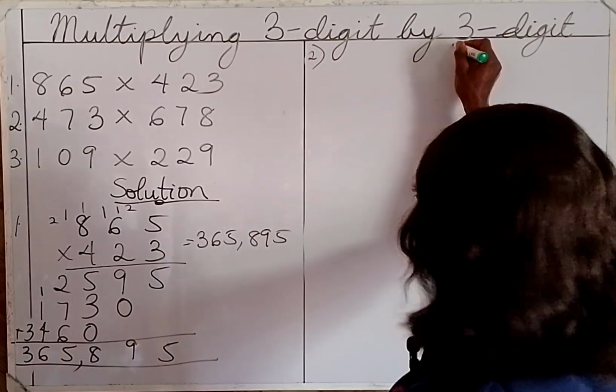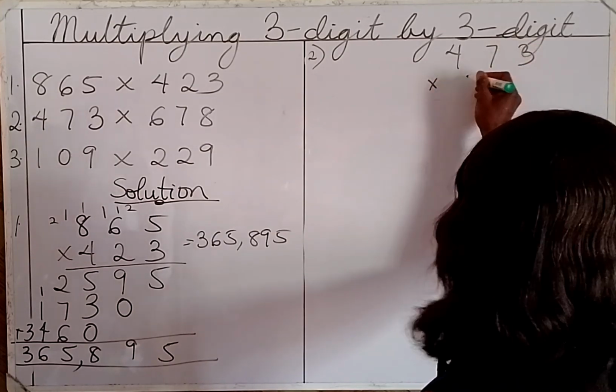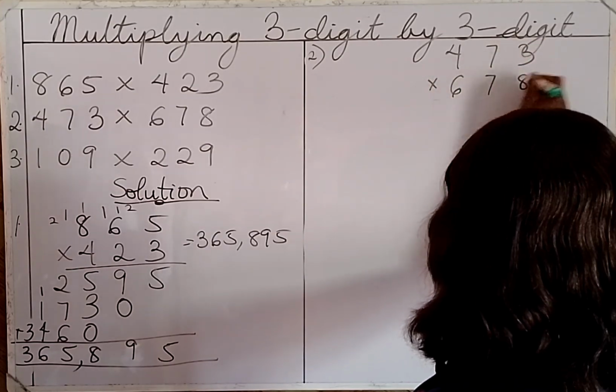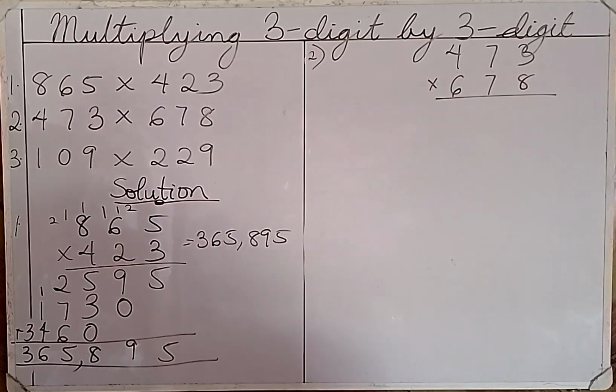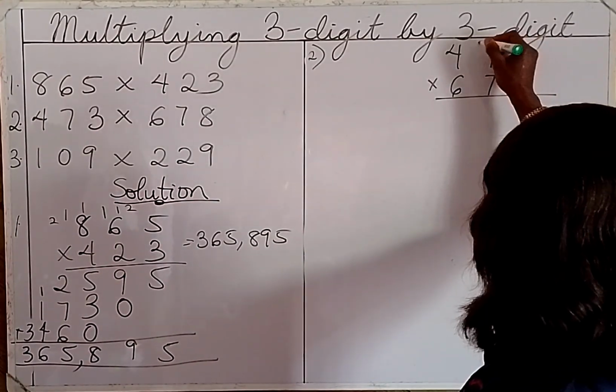Number 2, we have 473 times 678. 8 times 3 is 24. We're going to write down 4 and carry 2.